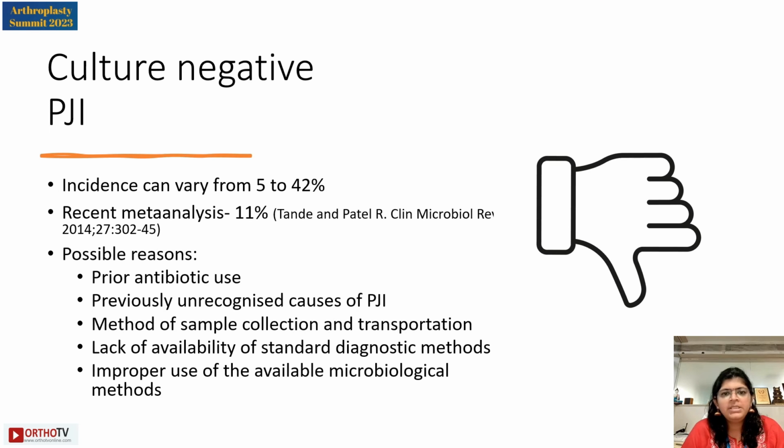About 10% of the prosthetic joint infections, according to the MSIS criteria, can actually be culture negative for various reasons. Most commonly in an Indian context, you would think of prior antibiotic use or previously unrecognized causes of prosthetic joint infections. And there may be differences in the way that the sample is collected and transported. And the methodologies that are used by different labs can be really different. For example, some labs use the automated blood culture systems to culture synovial fluids also, whereas some don't. And improper use of available methods can also lead to culture negativity.